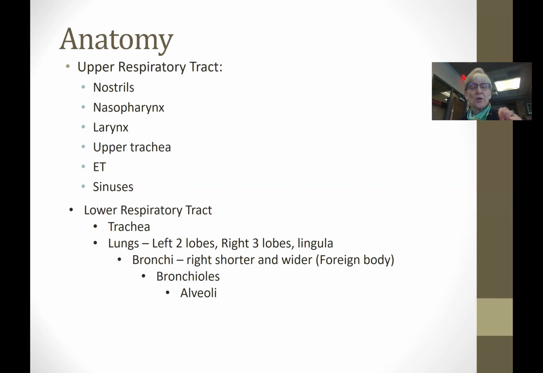We know that the bronchus on the right is shorter and wider than the bronchus on the left. We're going to talk about this a little more later, but that has a tendency to be where foreign bodies lodge with kids that swallow something or it goes down the windpipe. And as we divide out from the bronchi, we get the bronchioles and the alveoli, which will become significant as we talk about lower respiratory tract infections in kids.